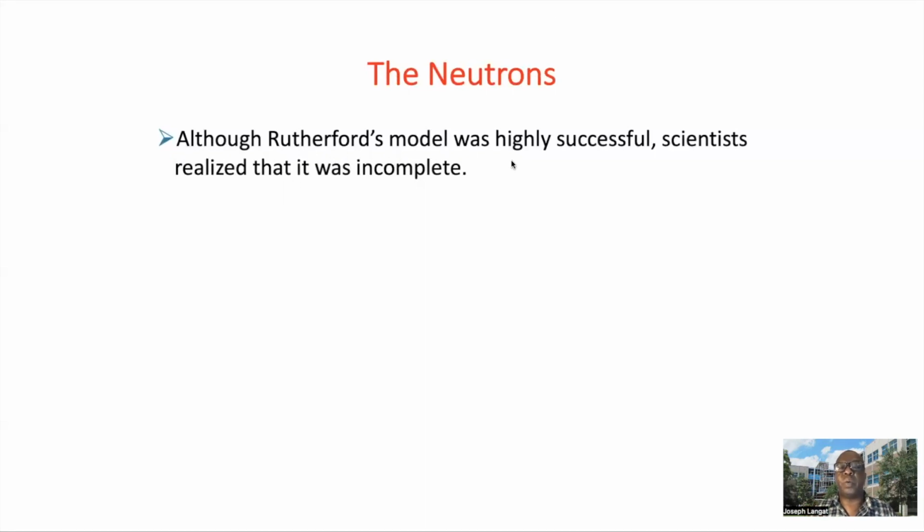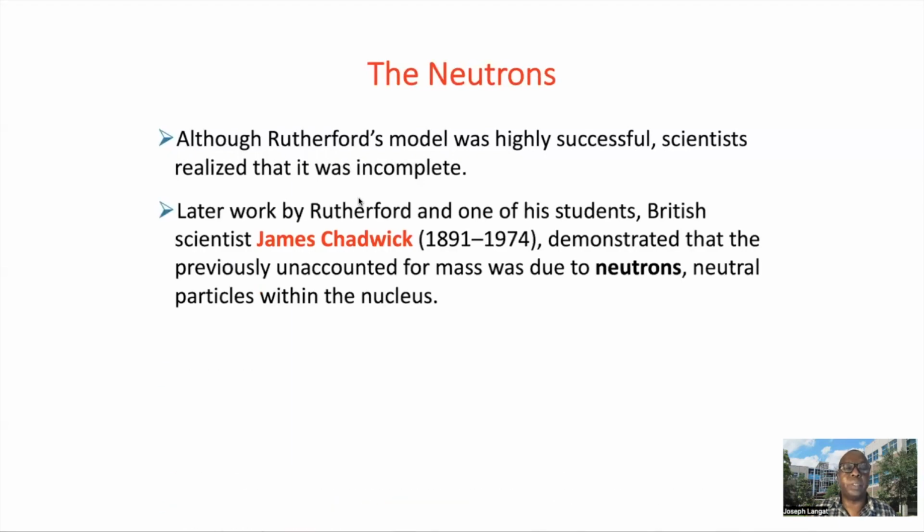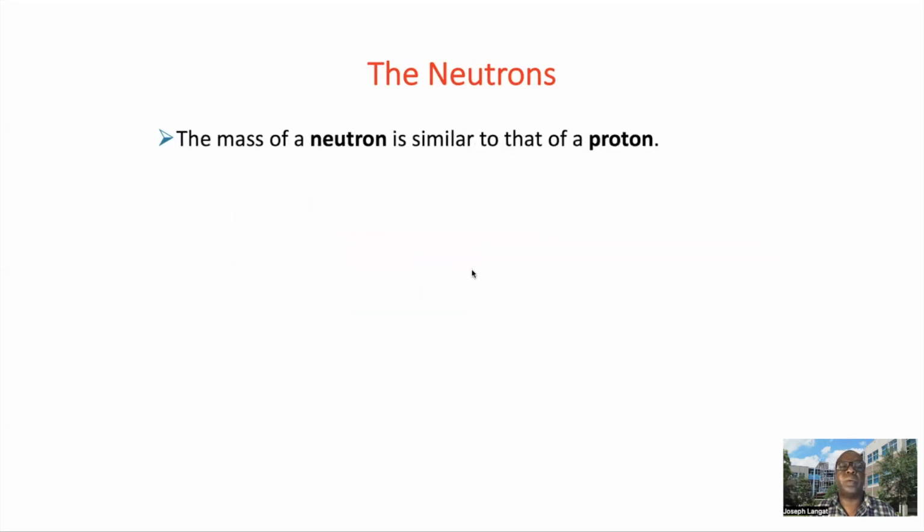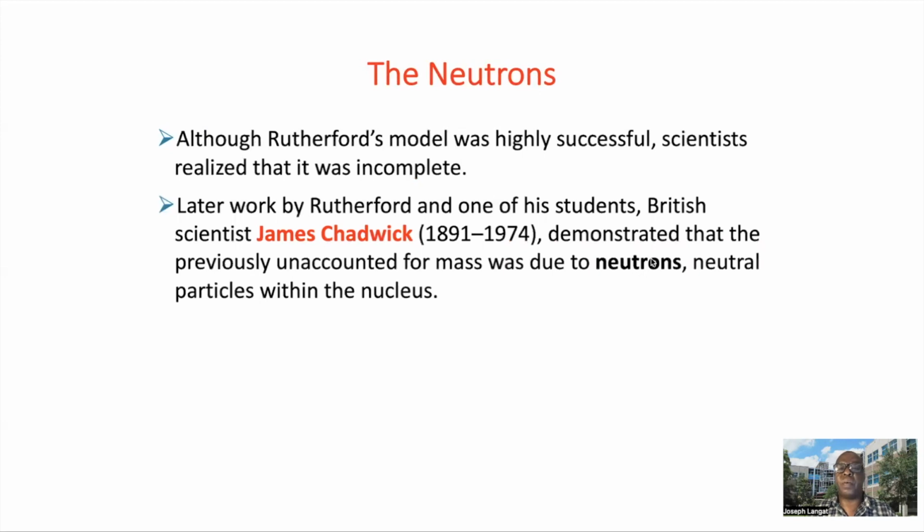Although Rutherford's model was highly successful, scientists realized it was incomplete. Why? Because the masses of elements increase because of the existence of neutrons in the nucleus, which was not accounted for in the masses of those elements. So here is the discovery of the neutron.